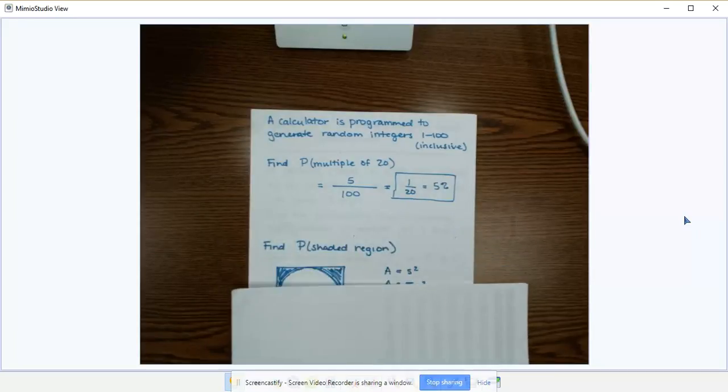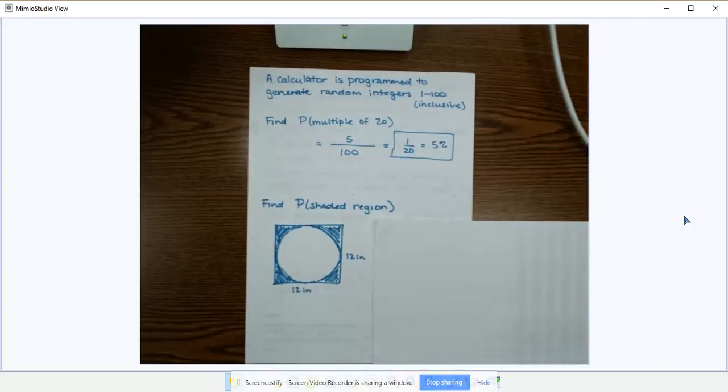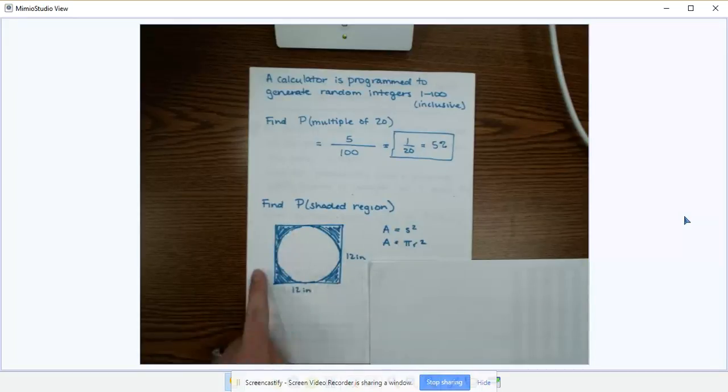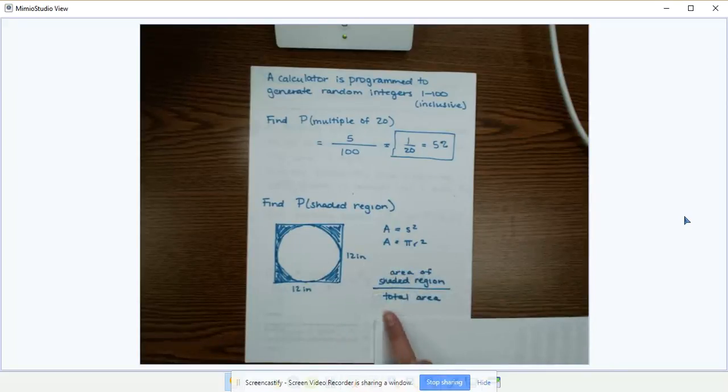Okay, next I want to find the probability of our shaded region in this picture. So we have a square and a circle. I gave you the area formulas because you'll need both of those. To find the probability of our shaded region, you have to find the area of your total and then find the area of this shaded region as well. I gave you that fraction. You guys just need to do the work. So please finish this problem.